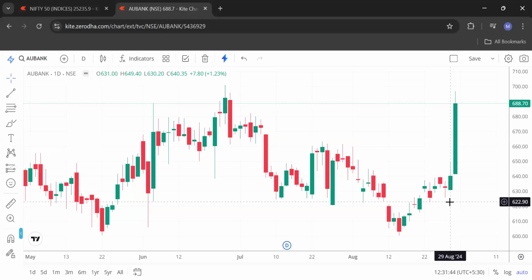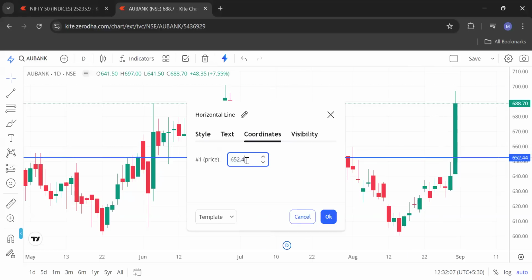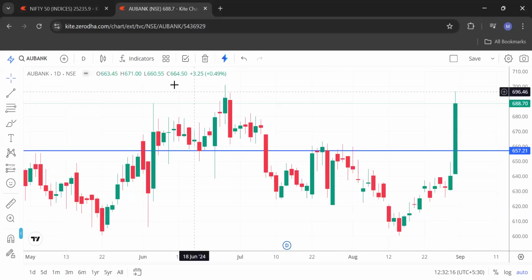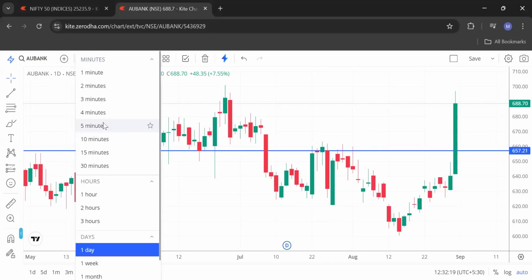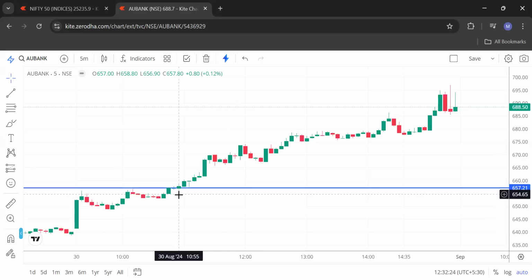So the previous day's close is 640.35 plus 16.86, and the sum is 657.21. Let me draw a line at 657.21. Now see, whenever the price on a 5-minute chart crosses above this level, you shall get the indication, because we have made the screener. So you shall get the indication, and this is the trend.